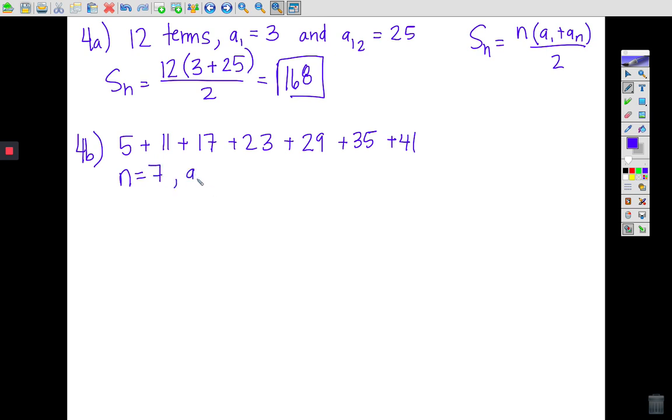What is my first term? 5. And a sub 7 is 41. So we'd plug it in that formula. S sub n is equal to 7 times 5 plus 41, divided by 2. 161.